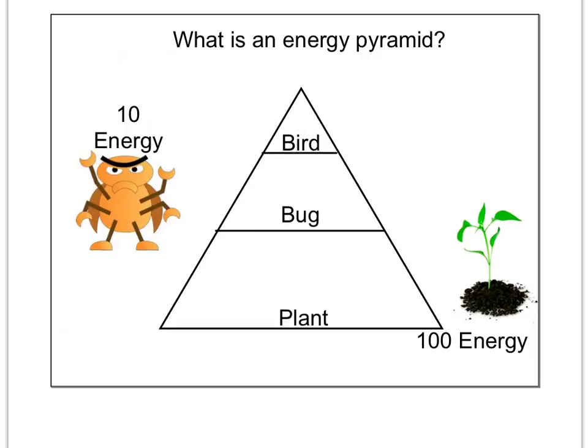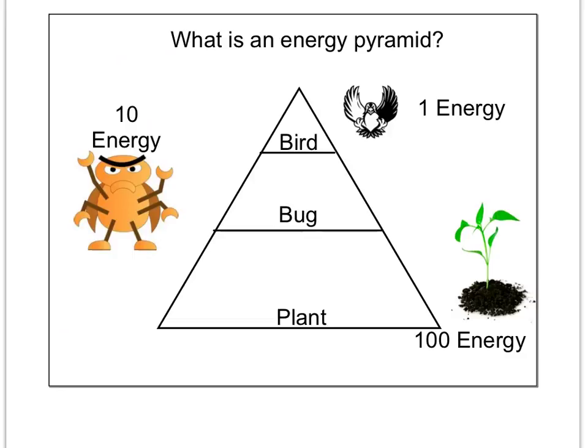Because 90% of the energy was lost to heat when the bug ate the plant, at the bug level of the energy pyramid, there are only 10 units of energy. At the top of our energy pyramid, as well as at the top of the food chain, is the bird. As the bird eats the bug, again, 90% of the energy is lost as heat. So that only leaves 1 unit of energy at the top level of the energy pyramid.